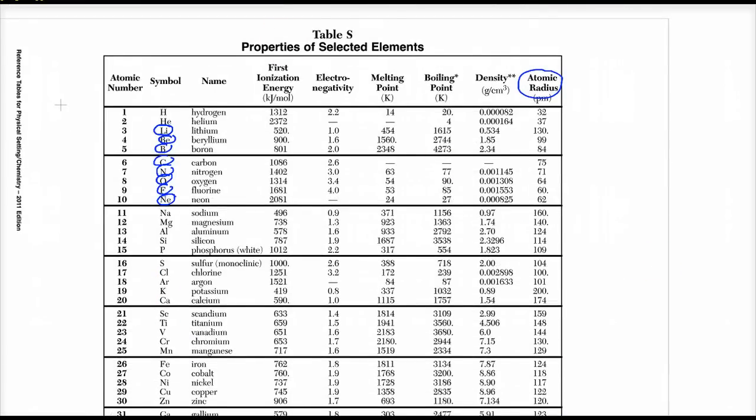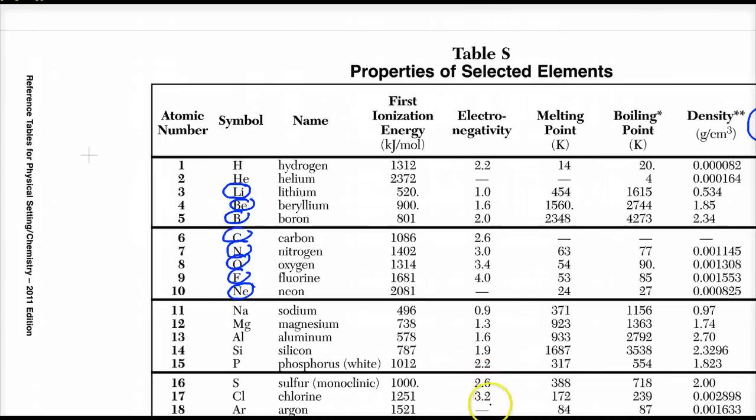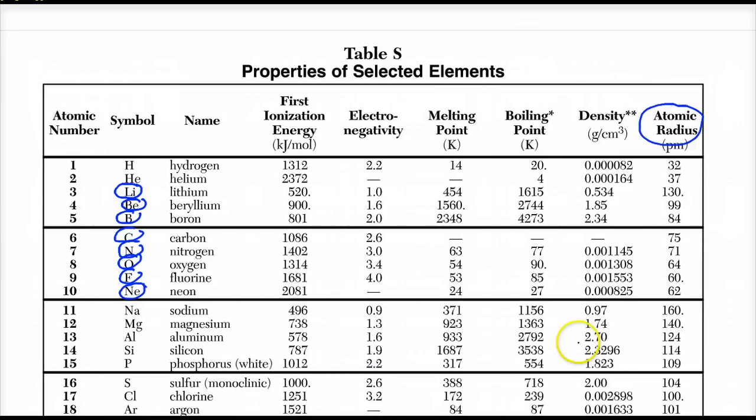So what's happening to the size of the atomic radius? Look, lithium is 130, beryllium is 99, 84, 75, 71, 64. You can see the atomic radius gets smaller as you add more protons. Notice it also gives you electronegativity, the attraction for electrons, and first ionization energy, the amount of energy it takes to pull one electron away. These two depend upon the atomic radii trends.